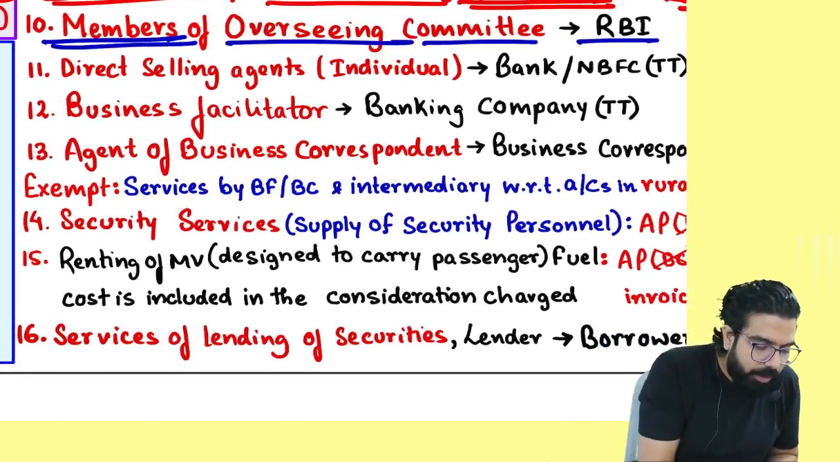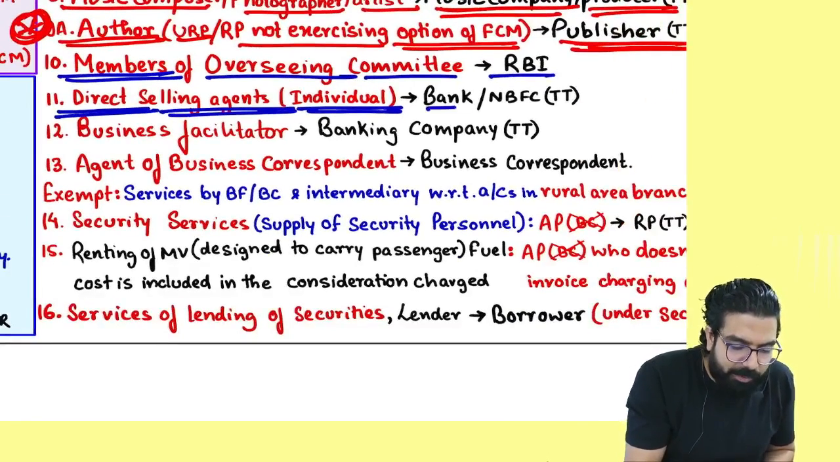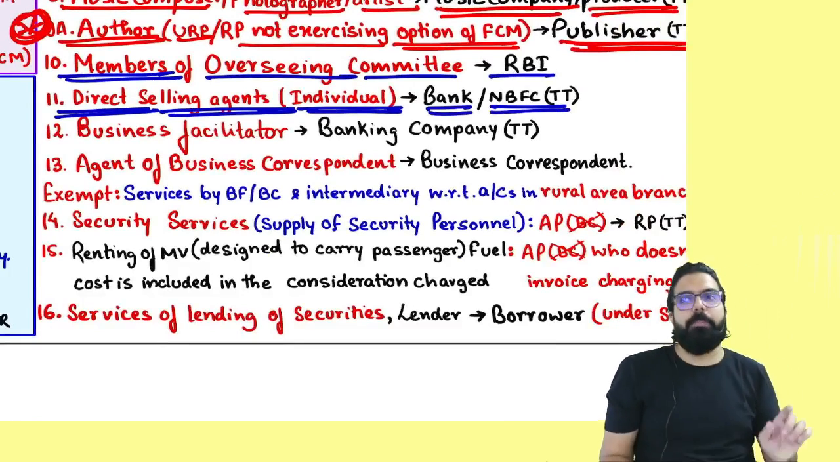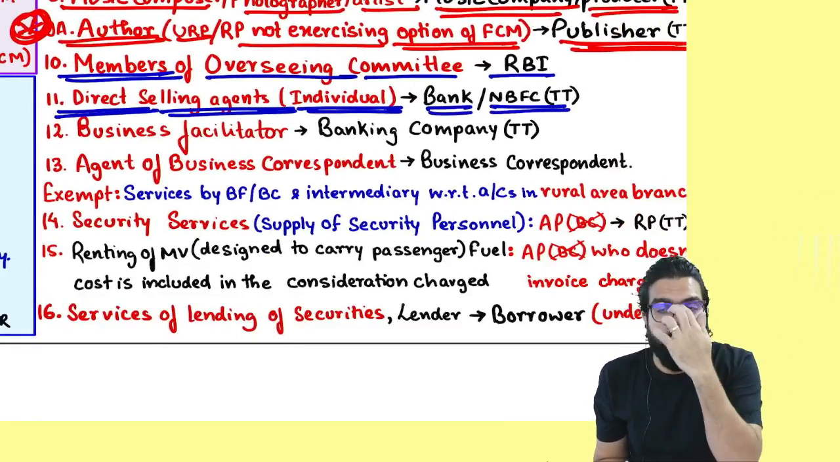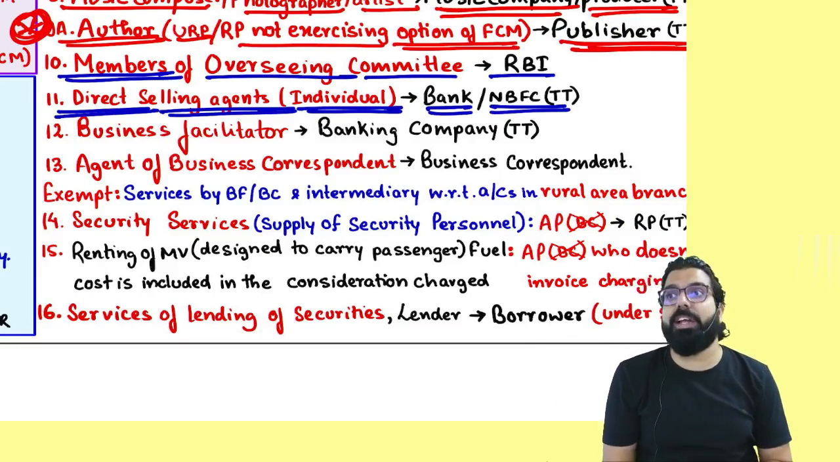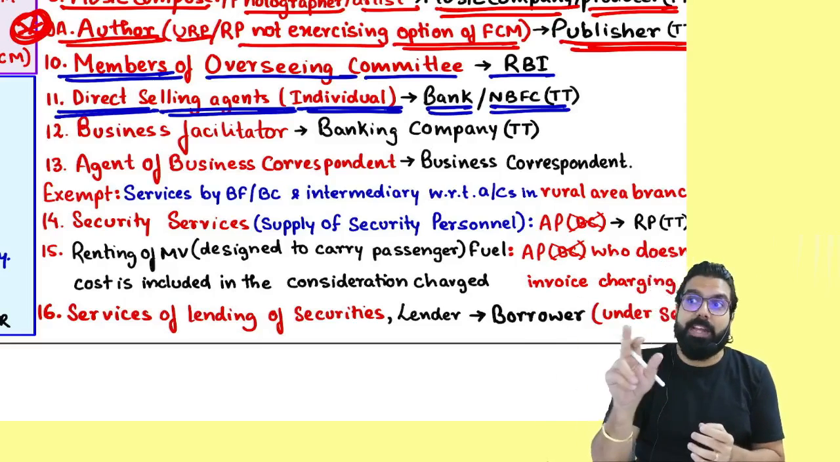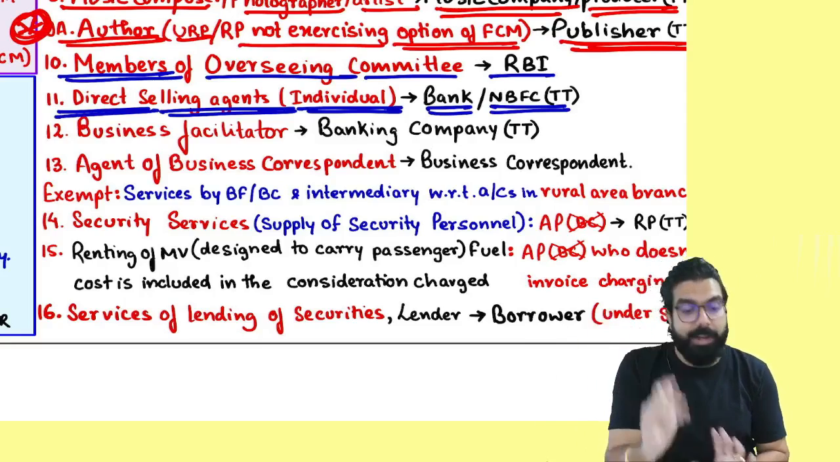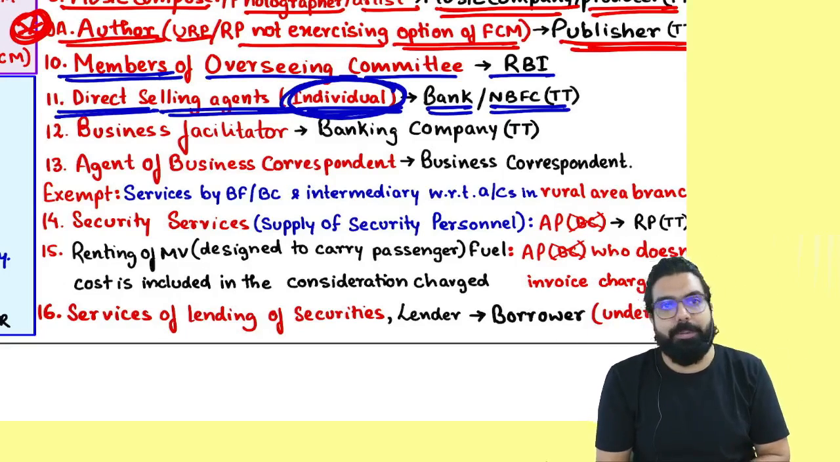Next. Direct selling agent who is an individual, whenever they are giving services to a banking company or NBFC, the banking company or NBFC should pay GST under RCM. But only when the direct selling agent is an individual. If they tell you in the exam that the direct selling agent is a company and giving services, then always remember forward charge mechanism. It is only when it is an individual that RCM will be applicable.